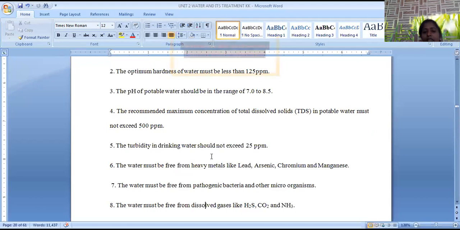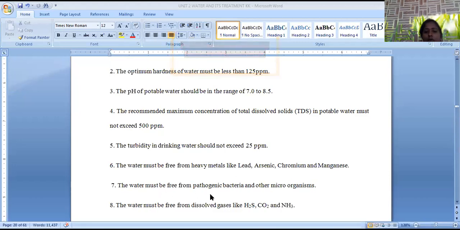Free from heavy metals. If any toxic metals like lead, arsenic, chromium, manganese are present, that water is not fit for drinking, and those cause many hazardous and toxic effects in our body. So that's why water should be free from toxic metals, especially these mentioned: lead, arsenic. These metals should not be present in the drinking water.